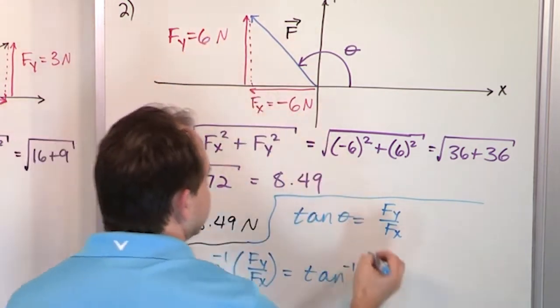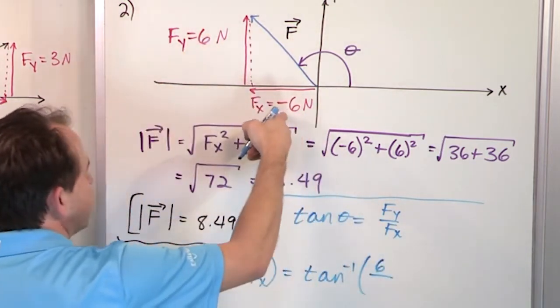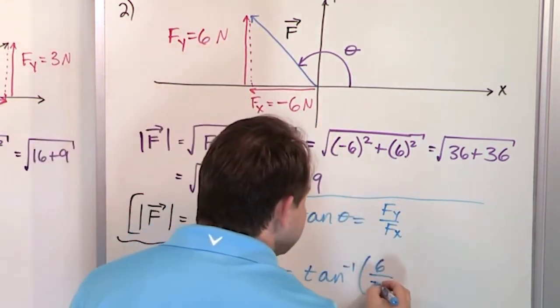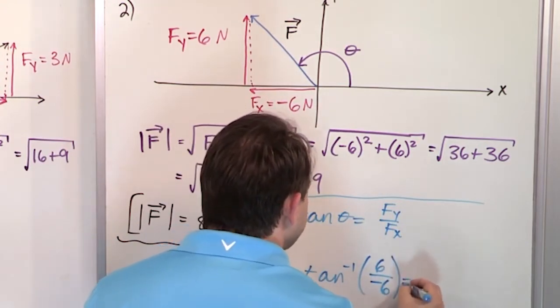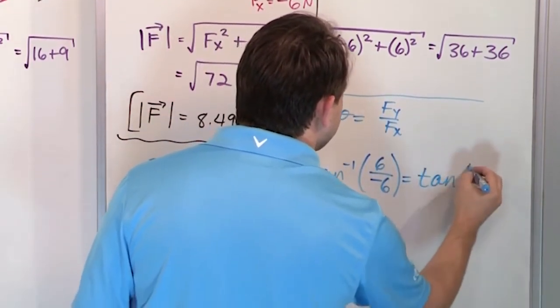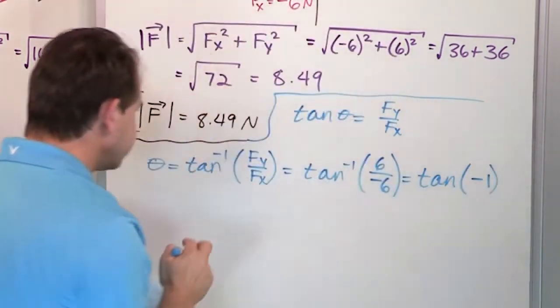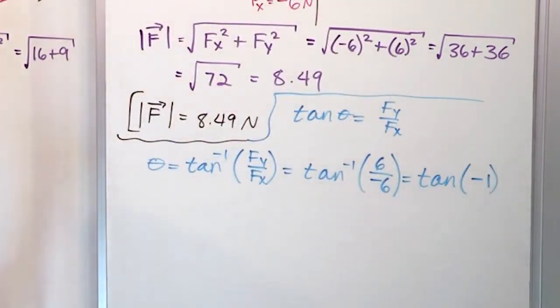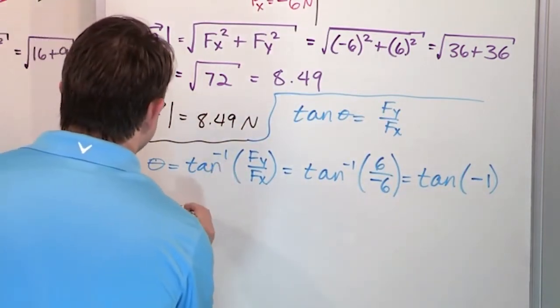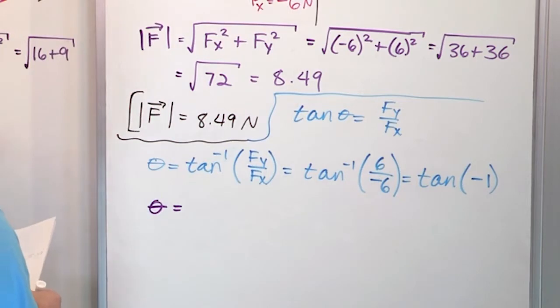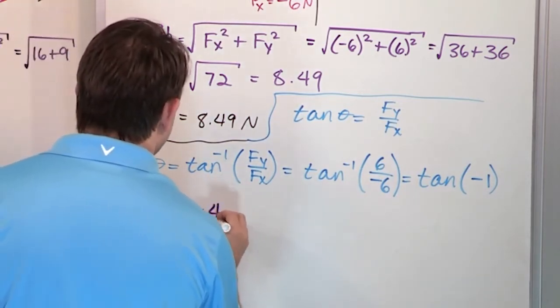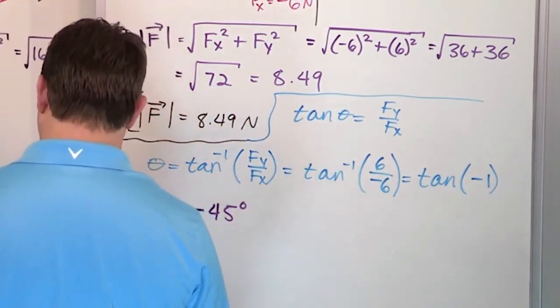So what I'm going to do is take the inverse tangent of what? 6 is the y component. What is the x component? Negative 6. So you have to put negative 6 on the bottom. Which means you have the inverse tangent of what? 6 divided by negative 6 is negative 1. Okay? So if you go into your calculator and stick negative 1 in and take the inverse tangent, what are you going to get? Your calculator is going to give you negative 45 degrees.